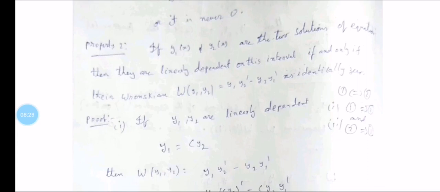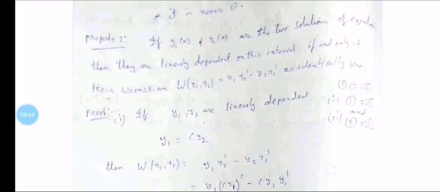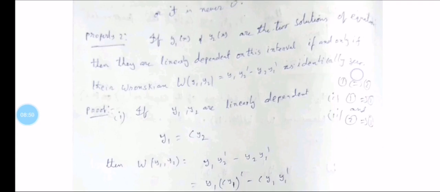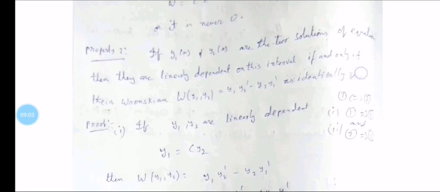Suppose y1 and y2 are two solutions of the differential equation 1. Then they are linearly dependent on this interval if and only if their Wronskian W of y1, y2, which is y1 y2 dash minus y2 y1 dash, is identically equal to 0. So if the two solutions y1 and y2 are linearly dependent, then their Wronskian is identically equal to 0. This is an if and only if condition, so we have to prove it in two ways.